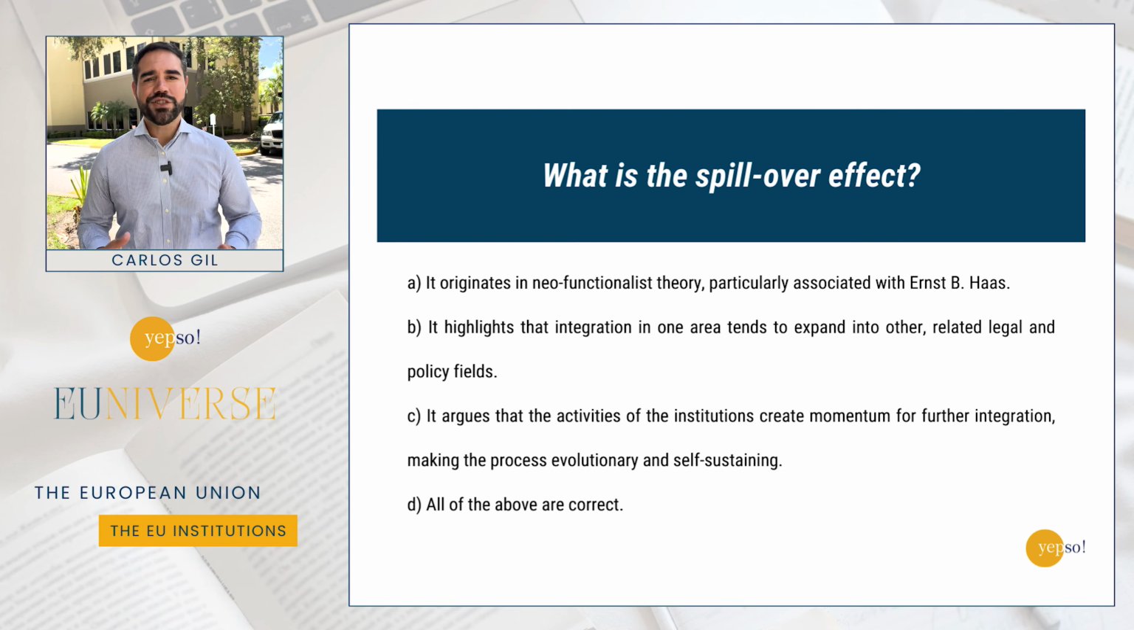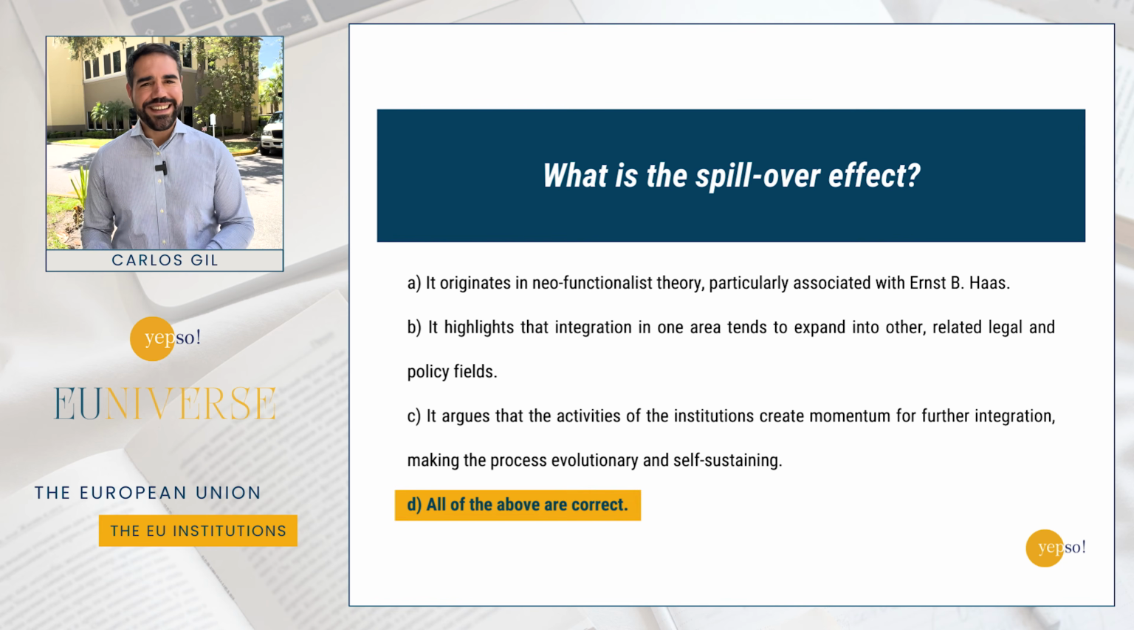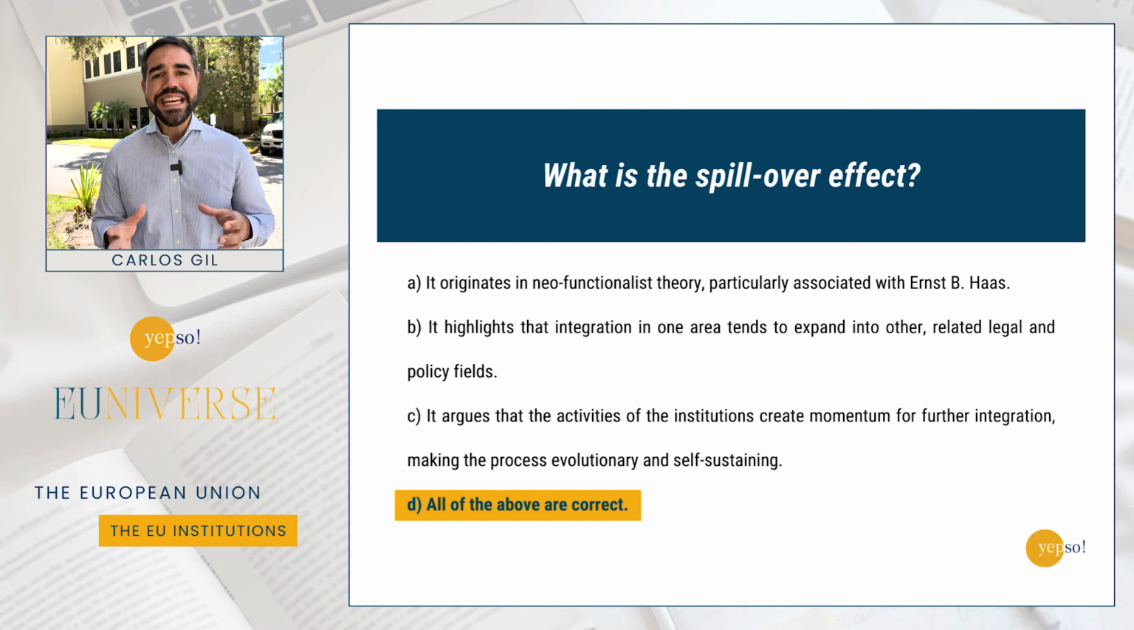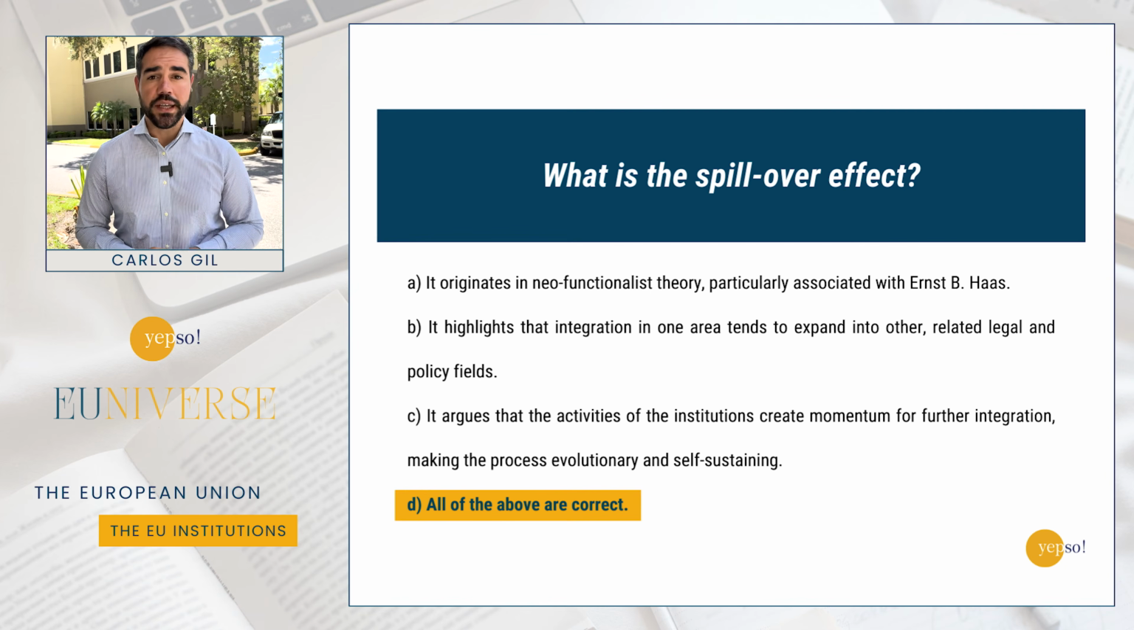Right then, let's go through it. The correct solution is option D. All of the above are correct. Option A is correct because the notion of spillover is indeed rooted in neo-functionalist theories, especially in the work of Ernest Haas, more specifically in his 1958 work, The Unity of Europe, which obviously I recommended to you.